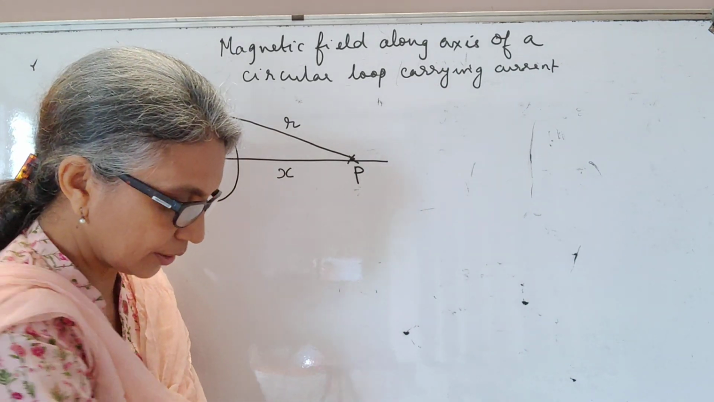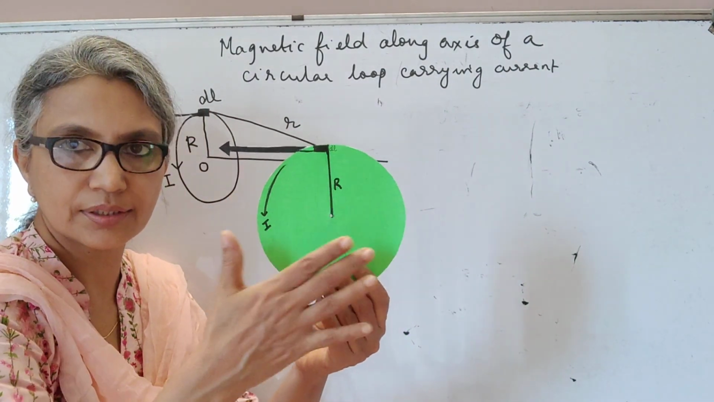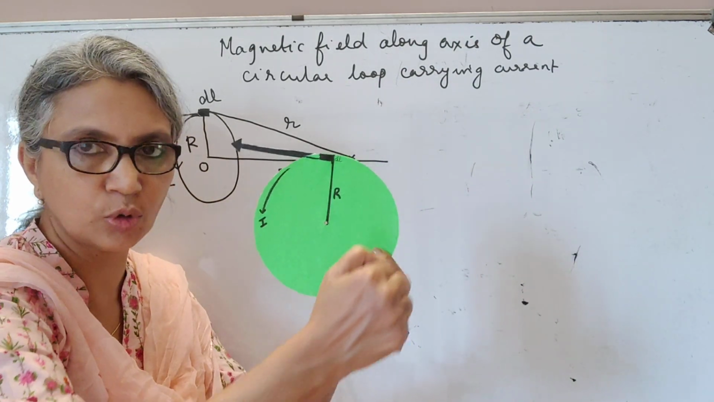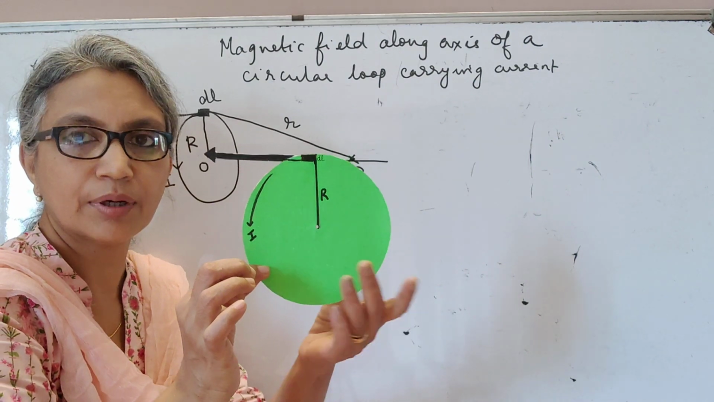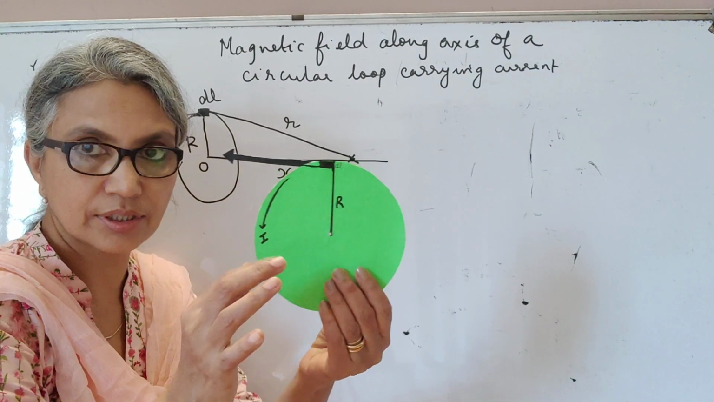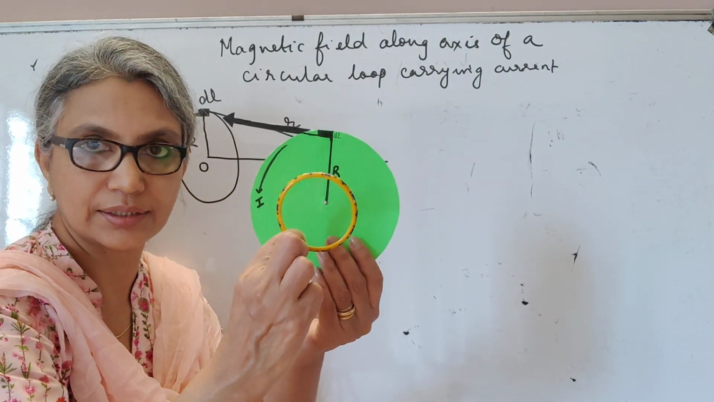So let me show you that. This is what I've taken as the loop. I know this is looking like a disc, but for me to hold and handle it, I thought this is easier. I should have made a loop. Okay, so we are not talking about a disc. We are talking about a loop which is hollow in the center, like this.